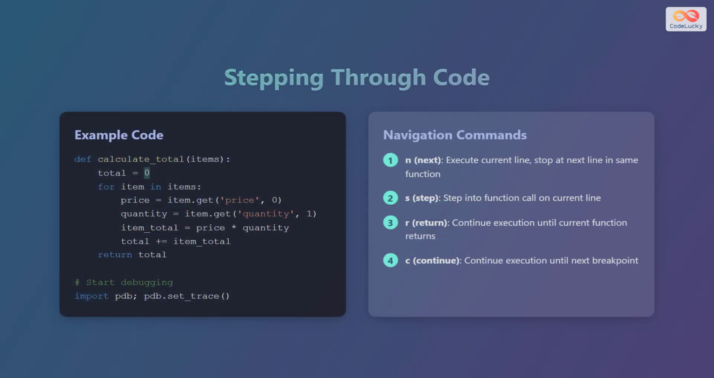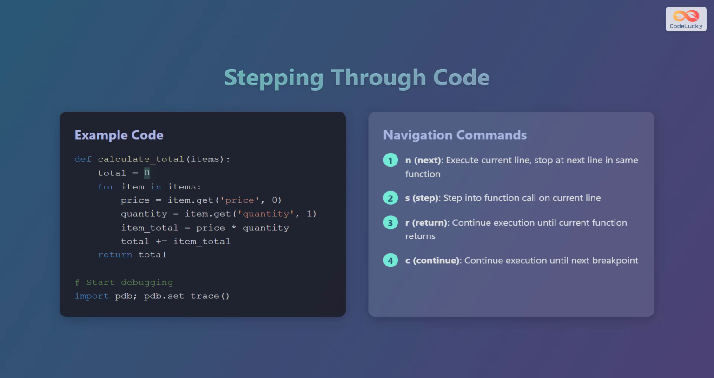Stepping through the code is a fundamental debugging technique. Consider this example code where we have a function called calculate_total that calculates the total price of items. To start debugging, you can insert import pdb; pdb.set_trace() at the point where you want to start debugging. Once the debugger is active, you can use the following commands to navigate through the code.